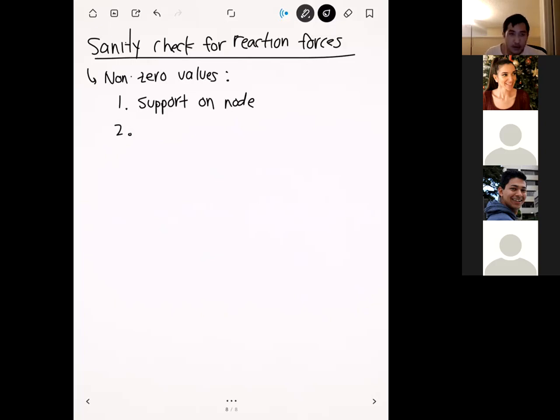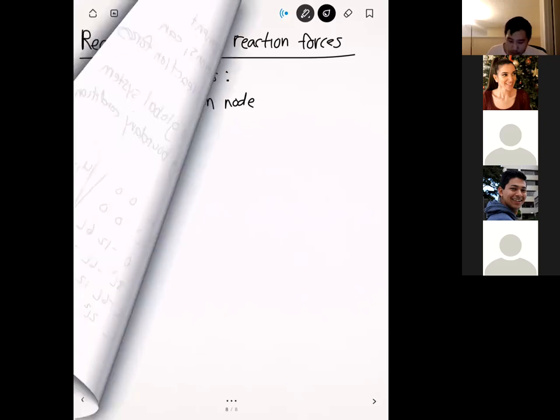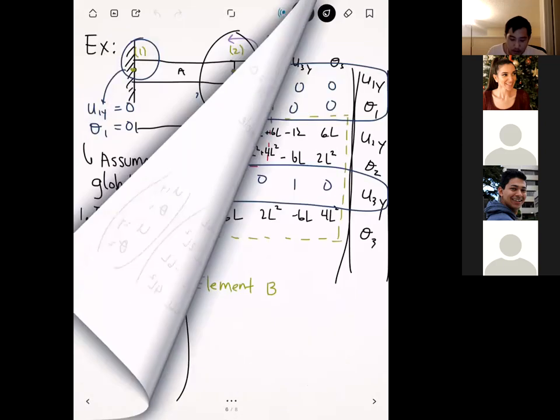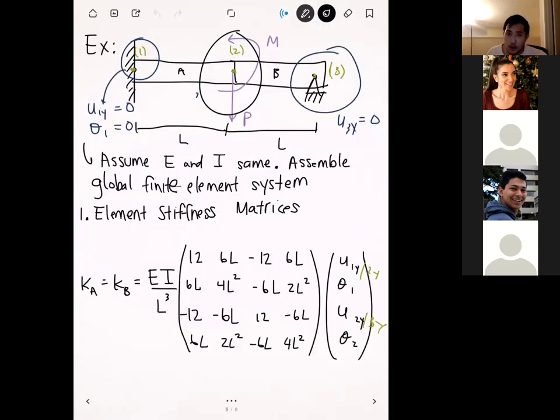Okay. And so if you have a node that's supported, and if we go back to our previous example here, let's take node 1 for instance. In node 1 we have a fixed support, and so what you should get when you compute the reaction forces is a non-zero reaction force at node 1, okay? A non-zero reaction force and a non-zero moment, because those are forces that the support is applying onto your structure to make sure that it's in static equilibrium, basically, okay?